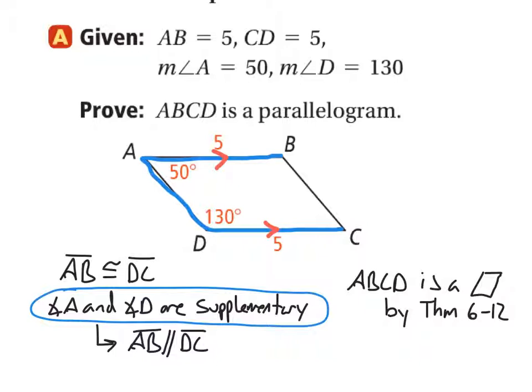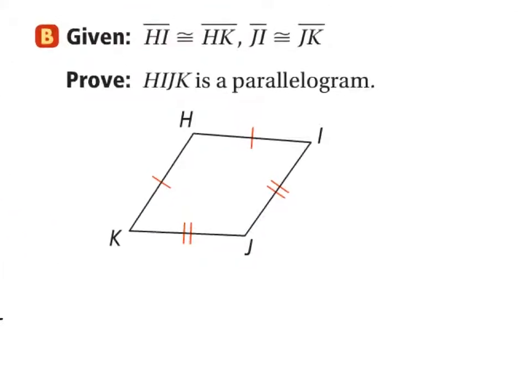Okay? Understanding what I'm asking here? Yes? No? Maybe? Okay. Let's take a look at the next problem. In the next problem, can we prove that HIJK is a parallelogram given that information?